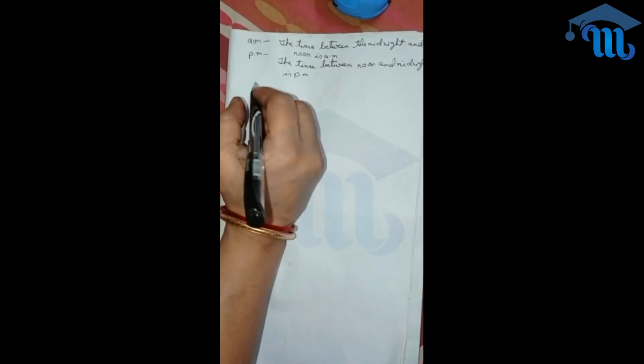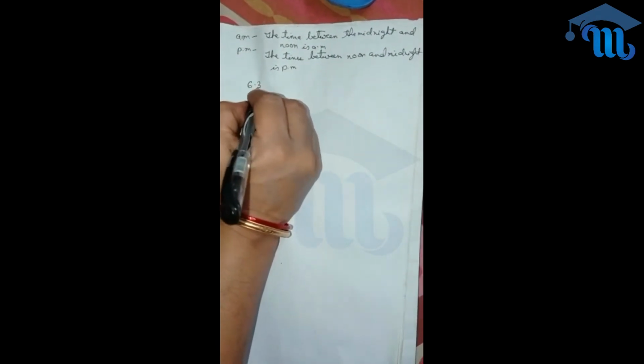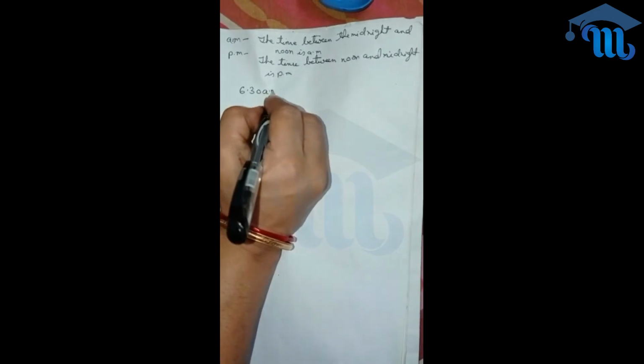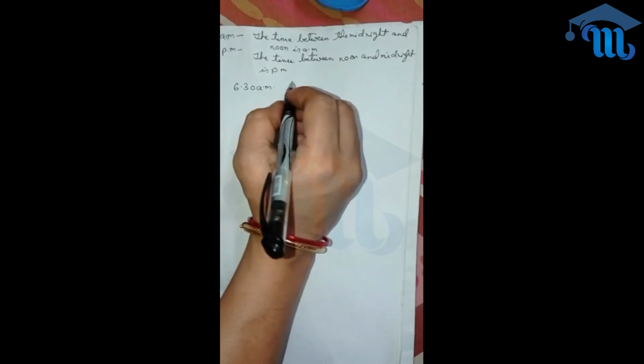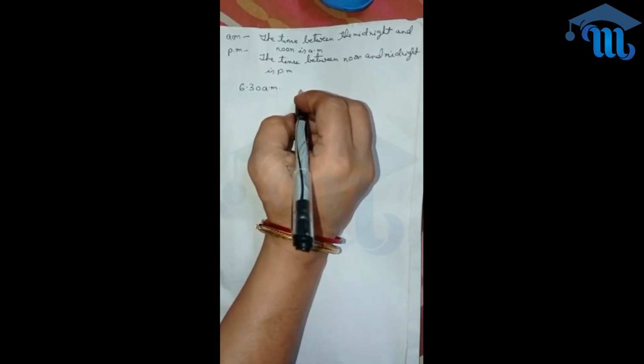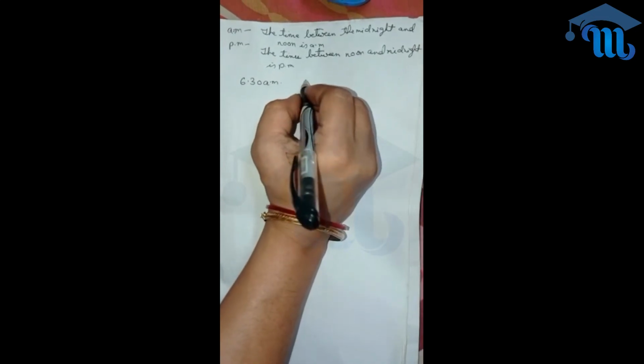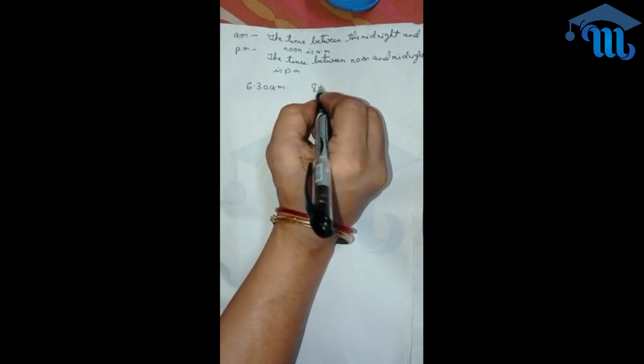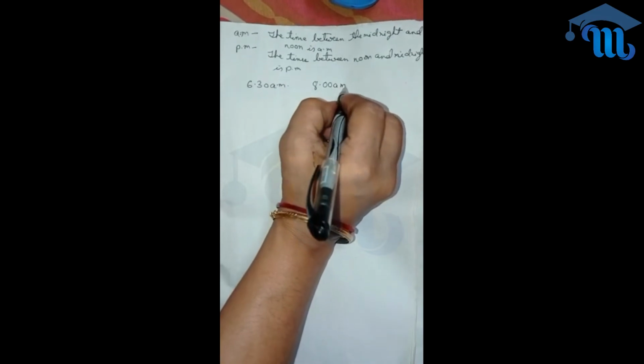So let's take one example. Like you wake up in the morning, suppose it's 6:30. So what will you write? 6:30 AM or PM? You will write it as 6:30 AM. Okay. You go to school and your school starts at 8 o'clock. So it will be AM or PM? It will be 8 AM.